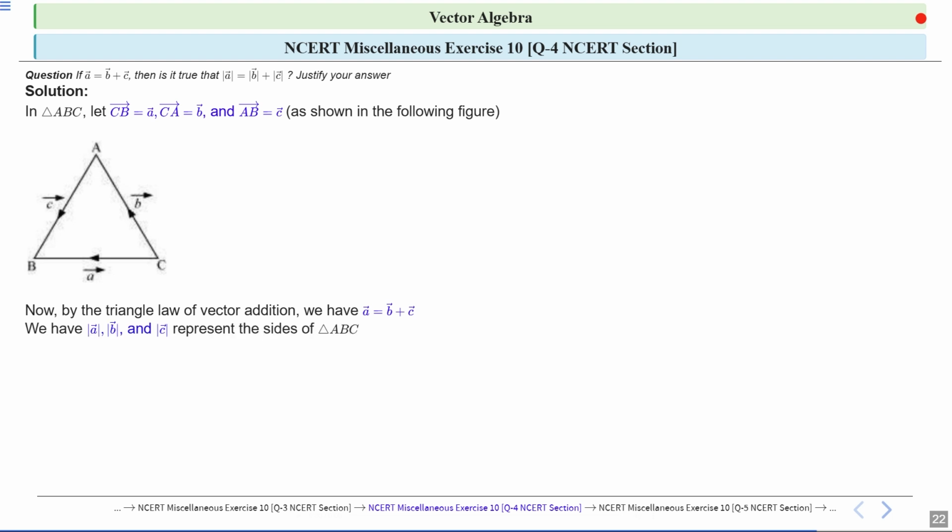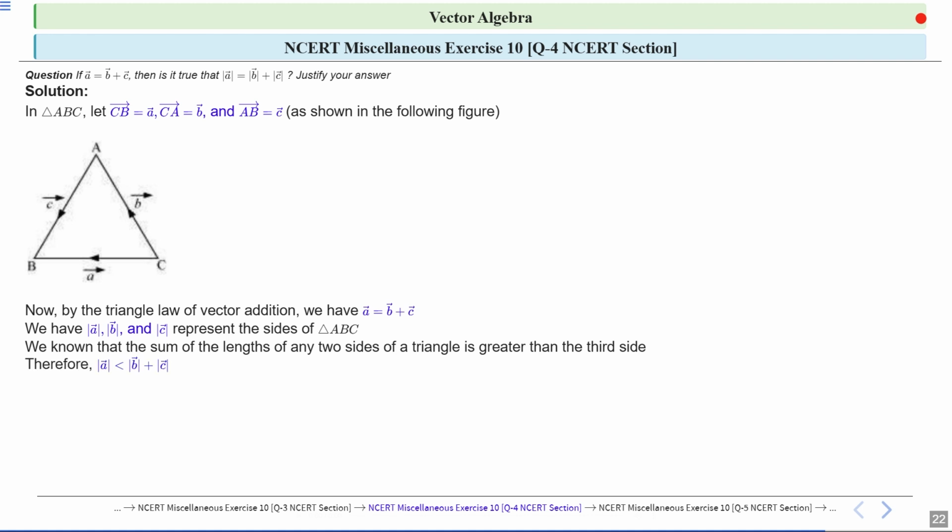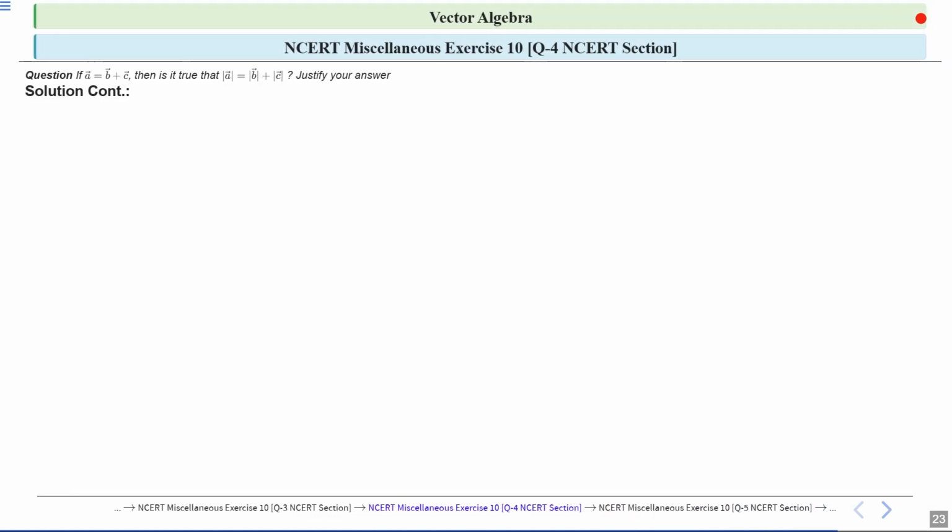We have magnitude of A vector, magnitude of B vector, and magnitude of C vector representing the sides of triangle ABC, right? We know that the sum of the lengths of any two sides of a triangle is greater than the third side. Therefore, magnitude of A vector will be less than magnitude of B vector plus magnitude of C vector, okay? Clear? Got it?